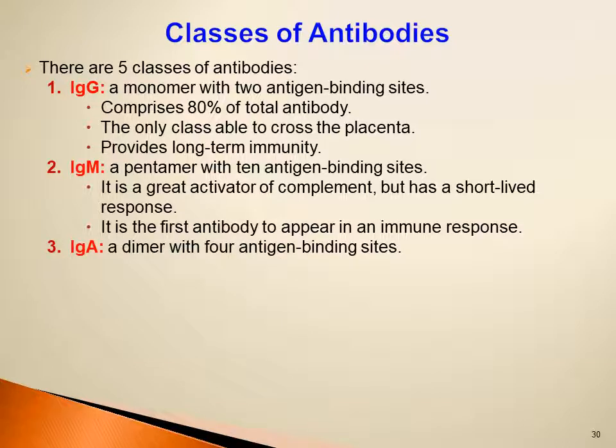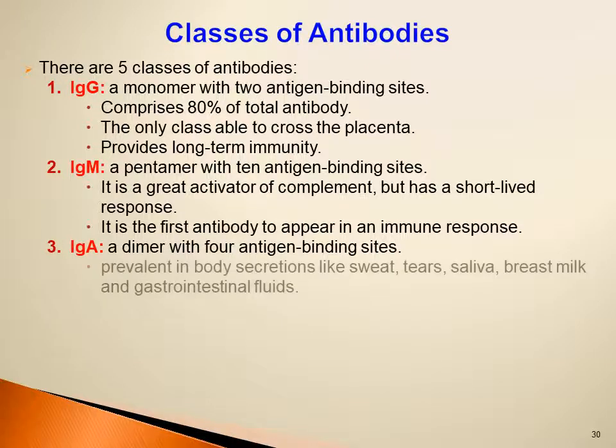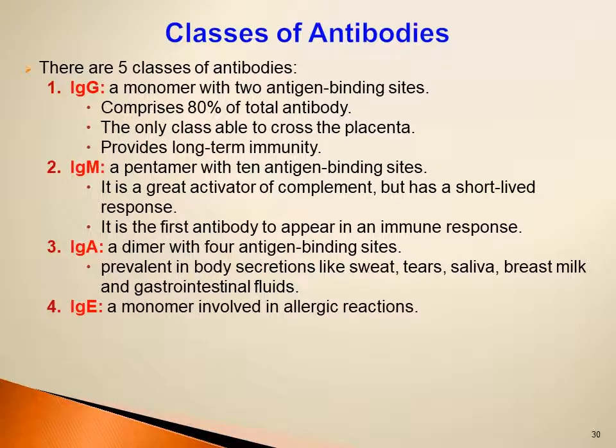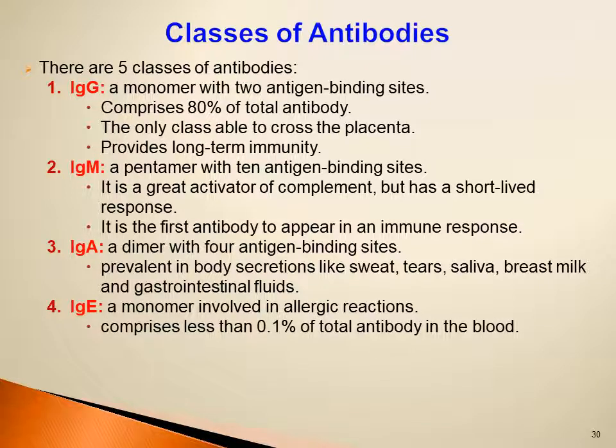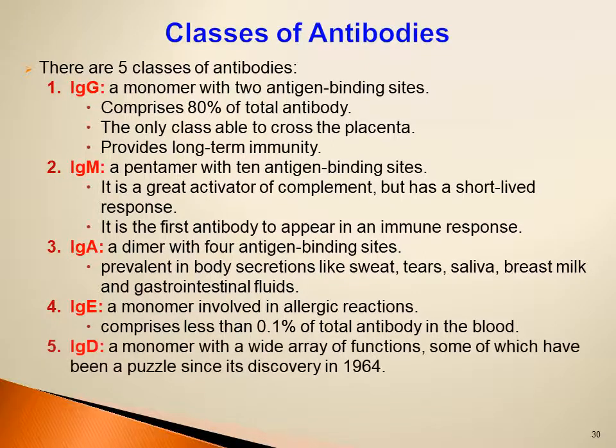IgA is a dimer with 4 antigen binding sites. It is prevalent in body secretions like sweat, tears, saliva, breast milk, and gastrointestinal fluid. So it is present in body secretions. The IgE is a monomer involved in allergic reactions, comprising less than 0.1% of total antibody in the blood.